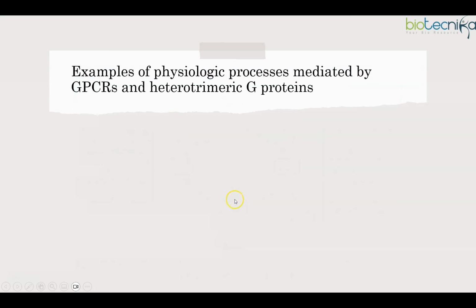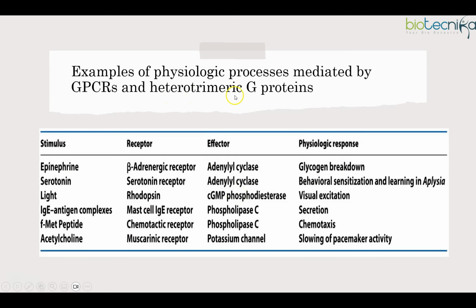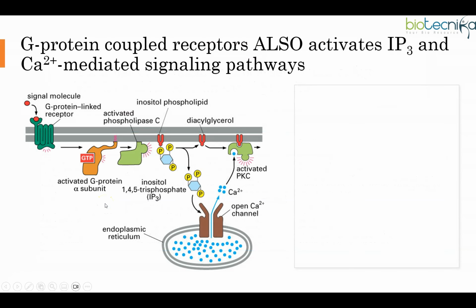Alright. What are the examples of physiological processes which are mediated by GPCRs and heterotrimeric G proteins? Examples are epinephrine, serotonin, light, as I mentioned about the rhodopsin receptor. The effector molecules will be different. For example, in rhodopsin, it is cGMP phosphodiesterase. As we saw for epinephrine, it was adenylate cyclase; here it will be cGMP phosphodiesterase. The different physiological responses are also mentioned. As I already mentioned, you will have to study all these processes individually.